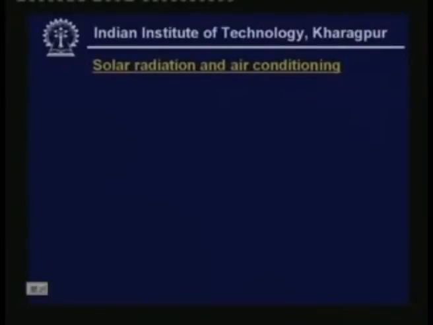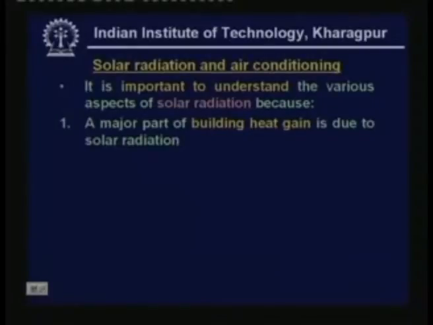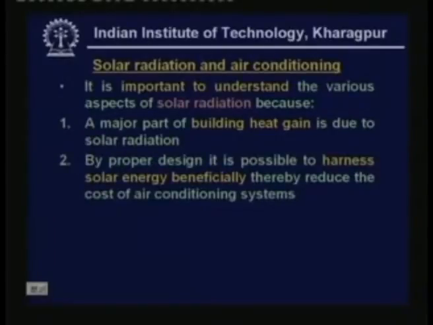So why do we have to bother about solar radiation in air conditioning? What is the importance of this? It is important to understand the various aspects of solar radiation because a major part of building heat gain is due to solar radiation. So in order to estimate cooling and heating loads, one has to take solar radiation into account. And the second reason is that by proper design it is possible to harness solar energy beneficially, thereby reduce the cost of air conditioning system. This is a very important reason also.